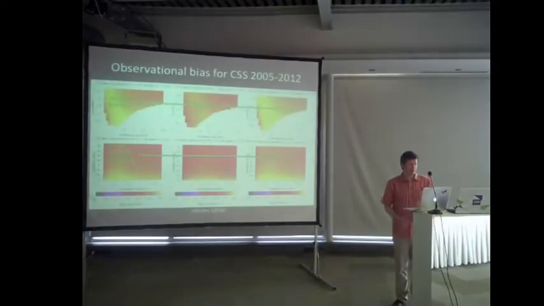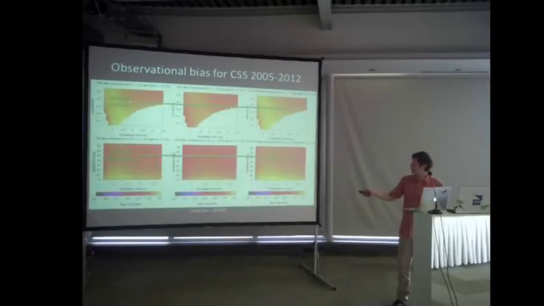I will just show some examples of the bias that we estimated for CSS. So in these plots, I have constant slices in constant inclination. So you have semimajor axis and eccentricity in all of these plots. And then on the bottom, I have a slice in constant eccentricity. So you have, instead of eccentricity, an inclination here.